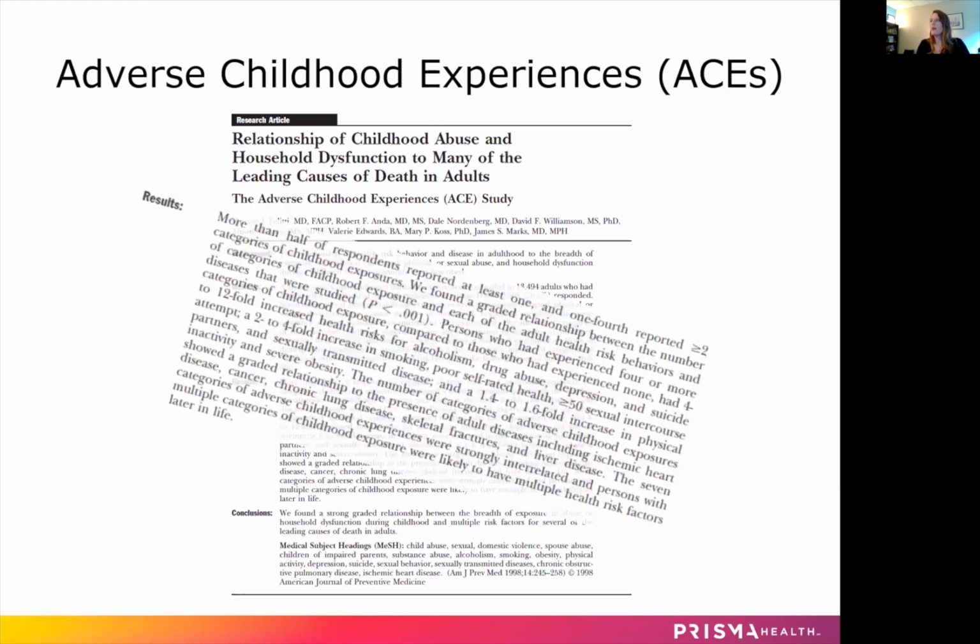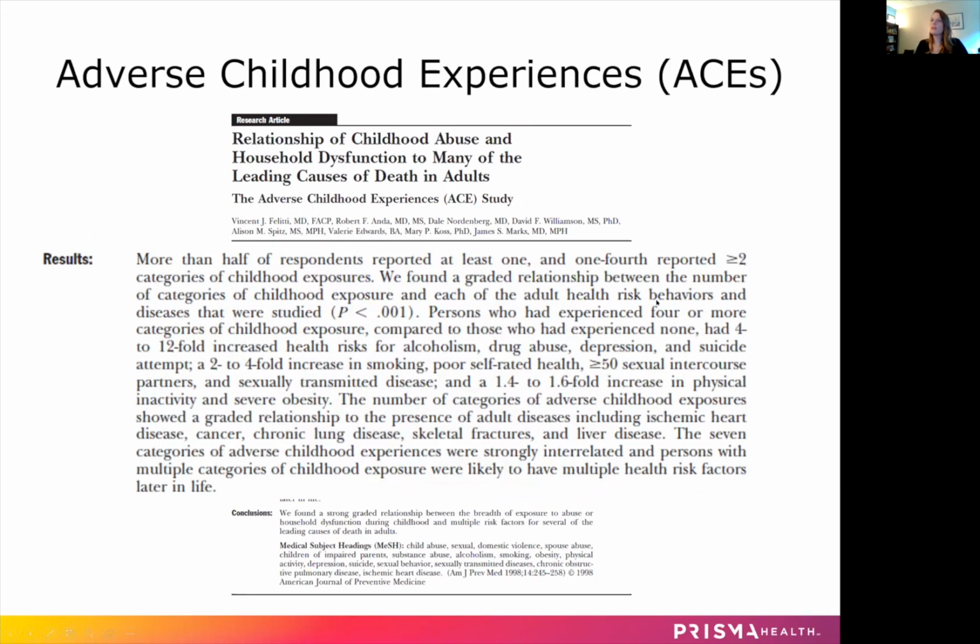And so I encourage you to look at the original article, but I'll highlight here from the results that more than half of the respondents reported at least one adverse event, or ACE, and 1/4 reported greater than 2. And these were patients who had insurance and probably were in a higher socioeconomic status category than a lot of the clients or patients that you interact with.